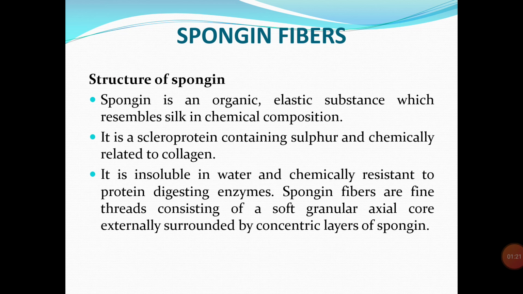Now first, the structure of spongin. Spongin is an organic elastic substance which resembles silk in chemical composition. It's a scleroprotein containing sulfur and chemically related to collagen. It is insoluble in water and chemically resistant to protein digesting enzymes. Spongin fibers are fine threads consisting of a soft granular axial core externally surrounded by concentric layers of spongin.